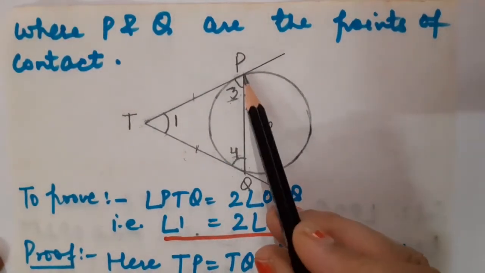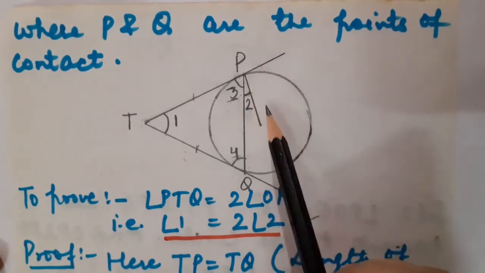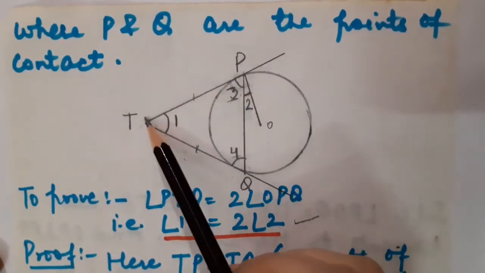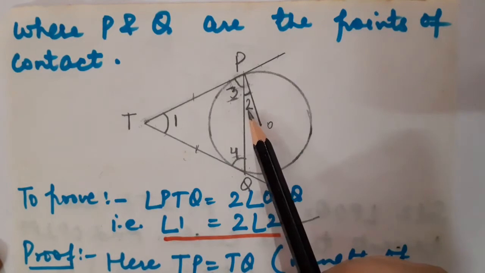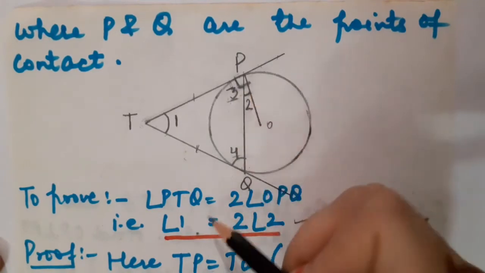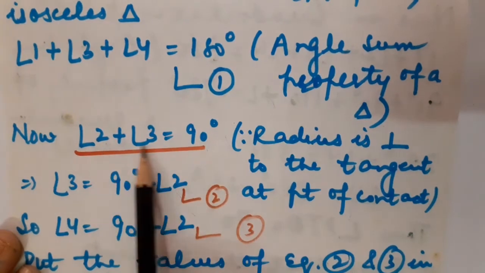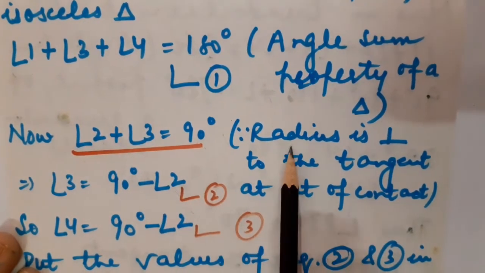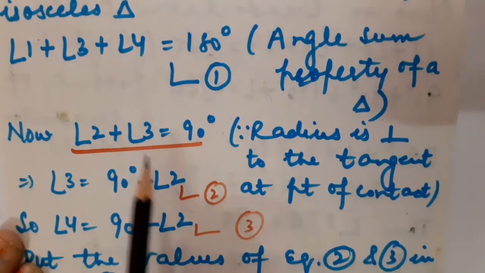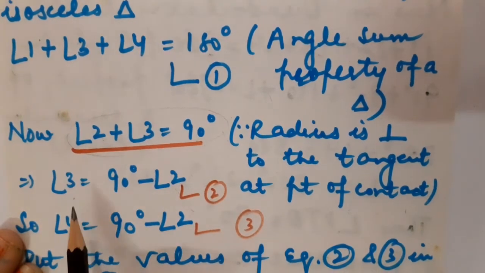Just have a look once again at the diagram. You know that OP is the radius and TP is the tangent. According to theorem 10.1, the radius is always perpendicular to the tangent. So what can I say? That OP is perpendicular to TP. So can I write, children, angle 2 plus angle 3 is equal to 90 degrees? Of course, the complete angle will be 90 degrees. Fine. So the same thing I have written over here. Now angle 2 plus angle 3 is equal to 90 degrees. Reason: because the radius is perpendicular to the tangent at the point of contact. Fine, children. Now from this very equation, I am going to calculate the value of angle 3.